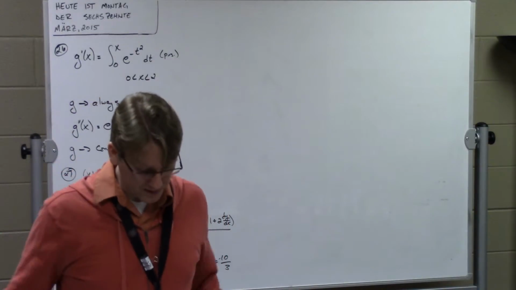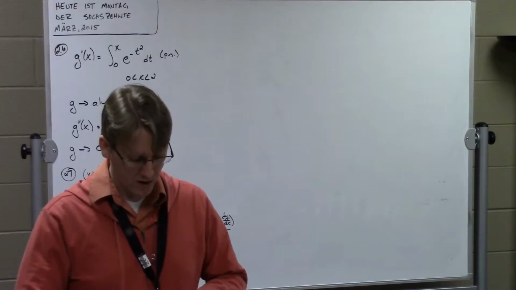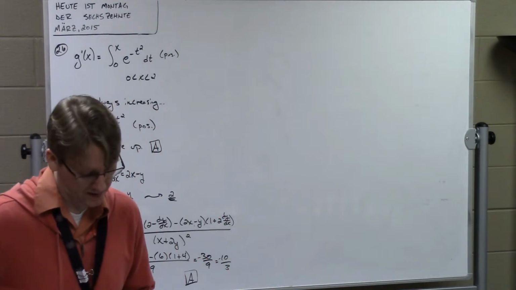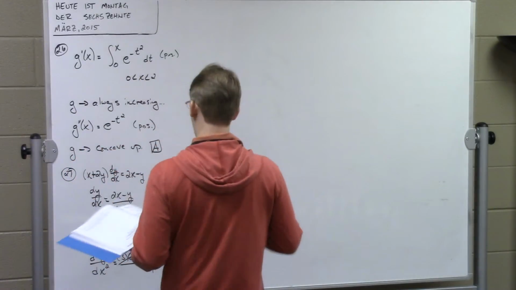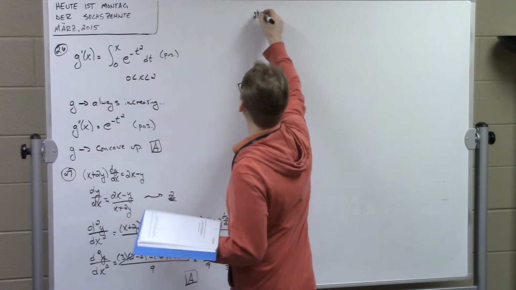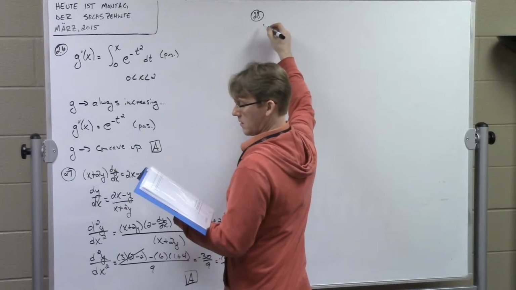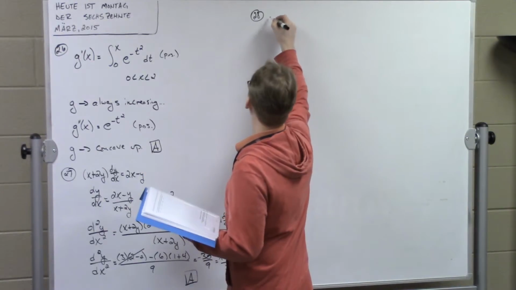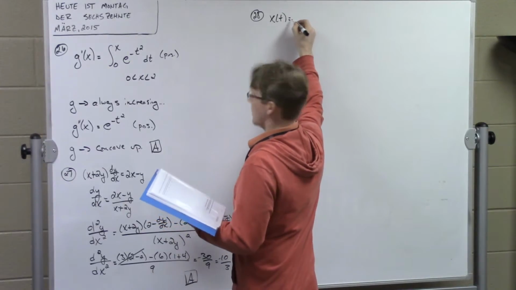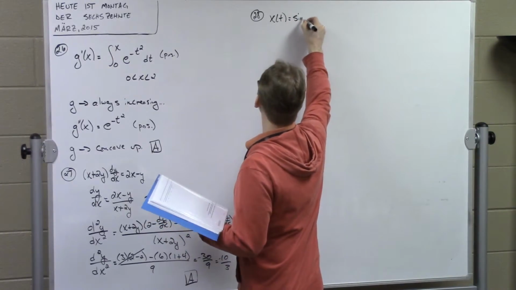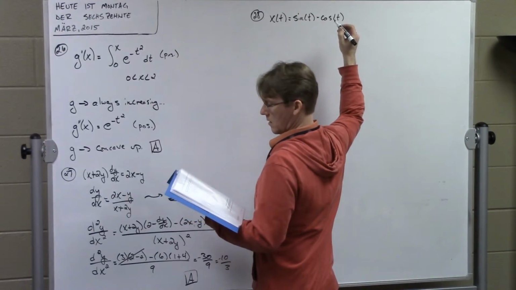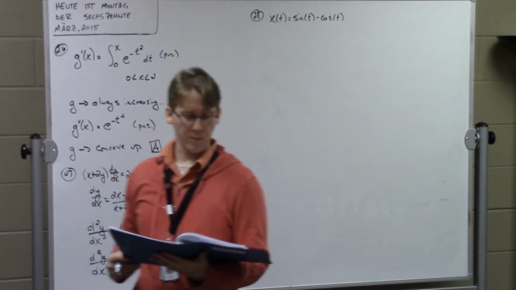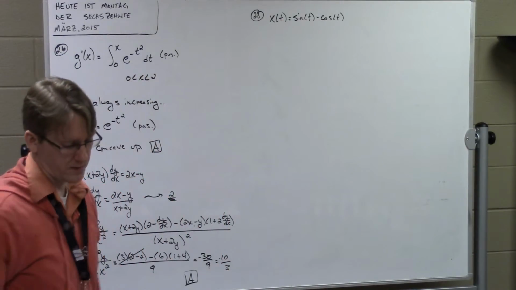For t greater than or equal to 0, the position of a particle moving along the x-axis is given by x of t equals the sine of t minus the cosine of t. What is the acceleration of the particle at the point where the velocity is first equal to 0?